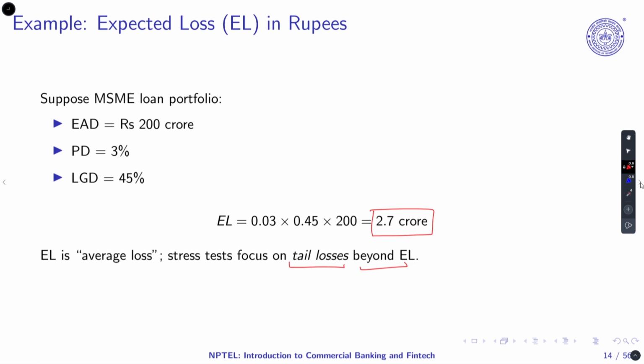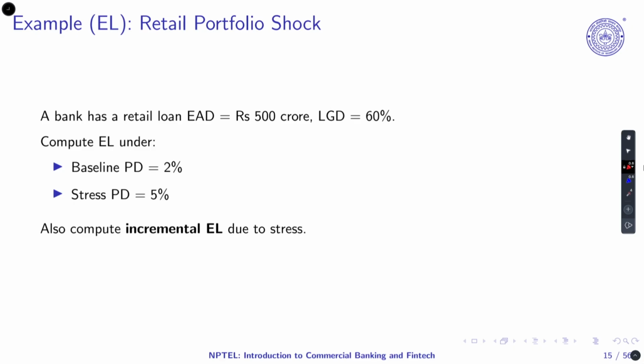In retail, you can think about it this way: a bank has a retail loan, exposure at default is 500 crore, loss given default is 60%. So for the expected loss, here we have a stress probability. The baseline probability of default is 2%. If under stress it is 5%, then how much we see in terms of incremental expected loss, we can calculate easily, right.